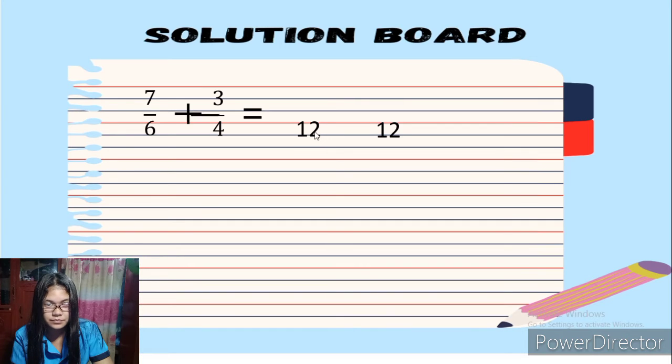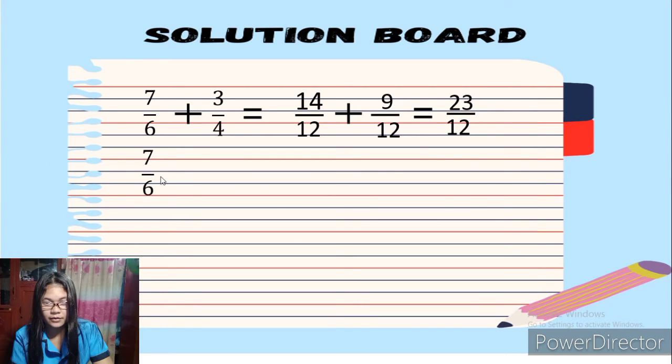So, 12 divided by 6 is 2. Then, 2 times 7 is 14. Plus, 12 divide mo sa 4, 3 ang sagot. Then, 3 times 3 is 9. It equals to 14 plus 9, 23. Then, copy mo lang yung denominator na 12.